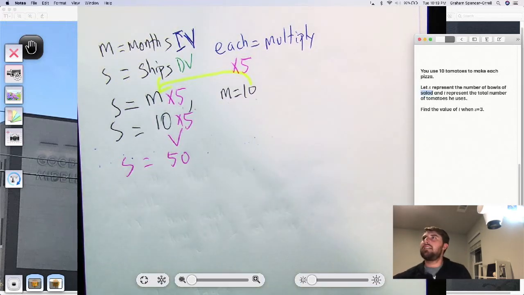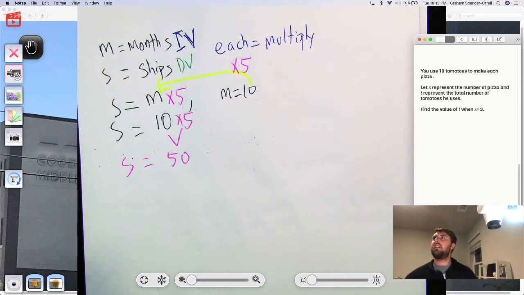Let me see if I can change that. The number of pizzas. And T represent the number of tomatoes you use. Sorry, I changed that to make it more fun. I thought pizza was more fun than salad, but clearly I didn't edit it right. So sorry about that.